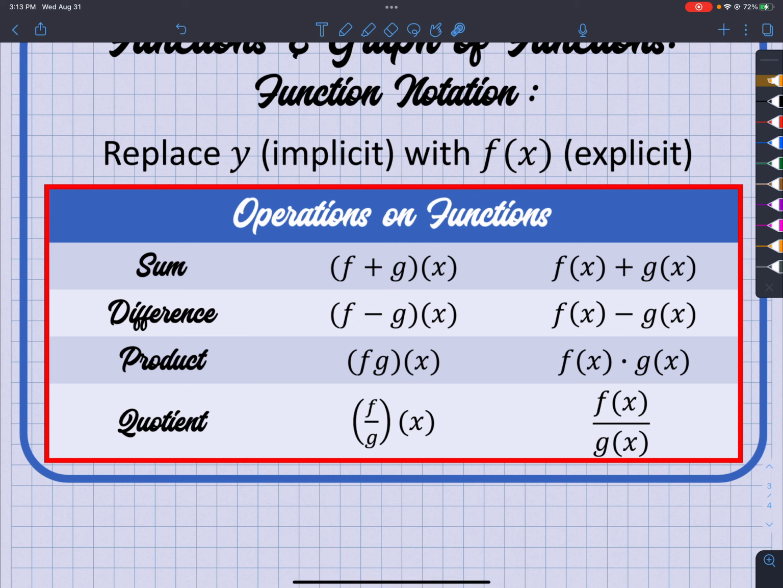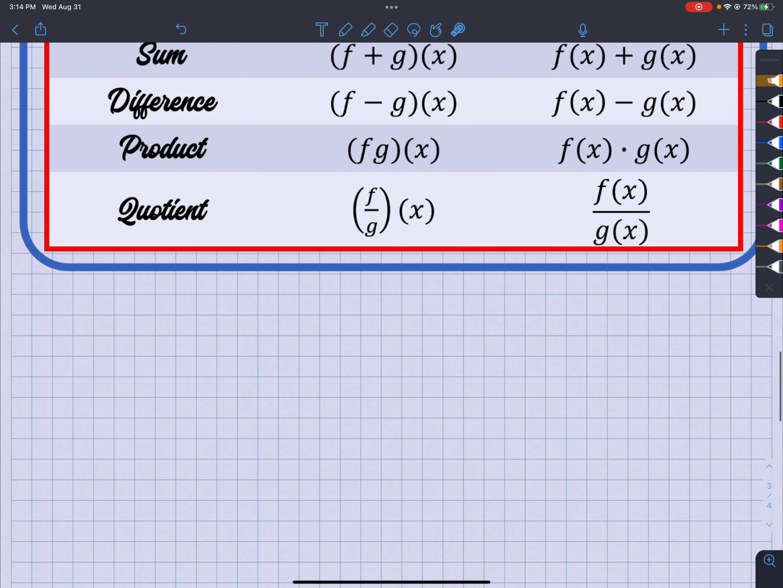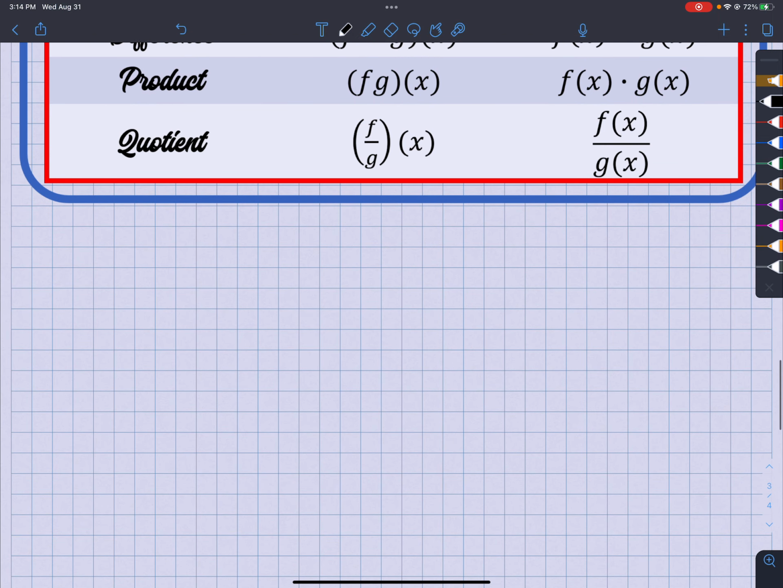So most of the time, what you're going to see here is that they want you to divide them and then find the so-called domain for them. Now, some of this is kind of important. So let's say, for example, if I'm given a graph, like so.